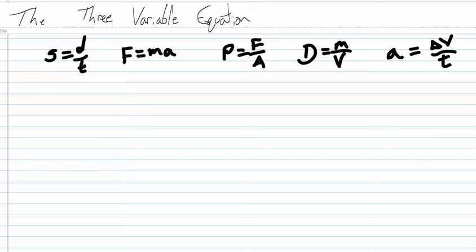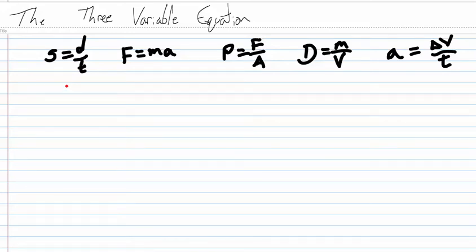Scientists sometimes find themselves having to solve for things, having to use equations. These 5 equations here came out of our science curriculum. They stand for, S stands for speed, F is force, P is pressure, D is density, and A here is acceleration. But really, for the purpose of this video, we don't care what any of those variables stand for.